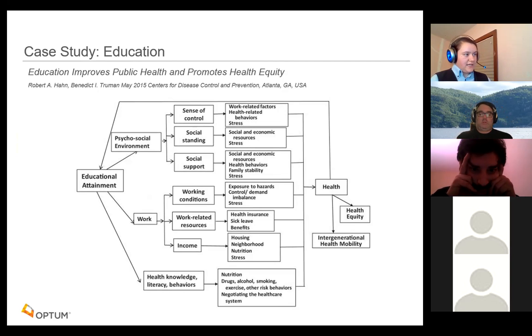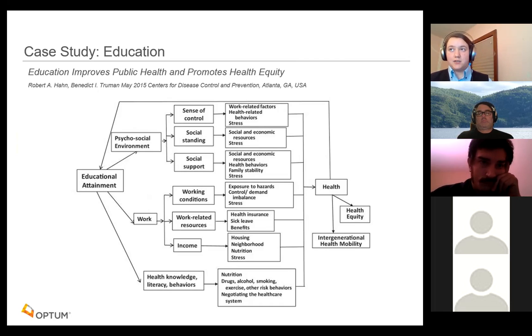If we take a look at the work-related items, working conditions, work-related resources, and income. So working conditions, exposure to hazards. Are you an employee that has to go in, like a doctor or a nurse, into a physical building with the exposure to various hazards? Or are you a data analyst that telecommutes from home? Work-related resources. A big one is, do you have health insurance? What are your sick leave? What other benefits does your work provide? And then obviously income, which could affect housing, neighborhood, nutrition, and stress, which again, all impacts your health.